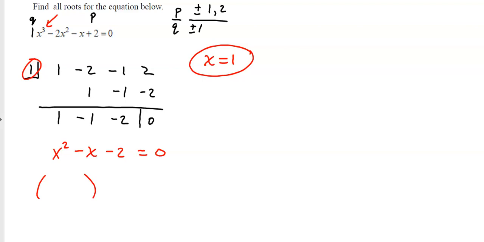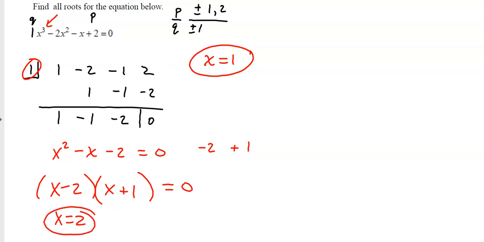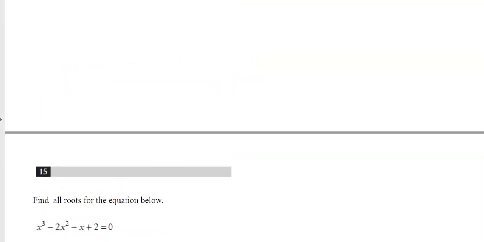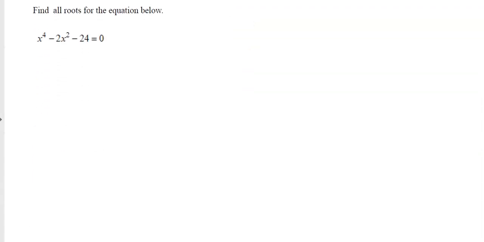And let's try to factor it. 2 numbers that times together to make negative 2 and add together to make negative 1. I think that would work. So if I factor it like this, that'll give me 2 more zeros: x equals 2 and x equals negative 1. So I have 1, 2, 3 zeros. So these were all rational. These give me all my rational roots. That's kind of nice when that happens. Next one.